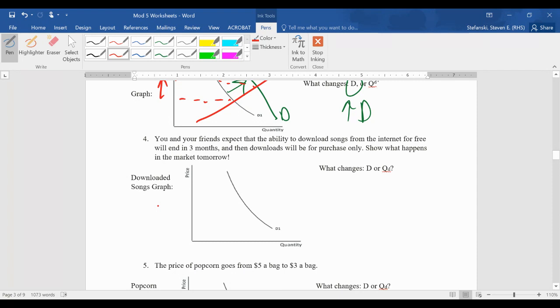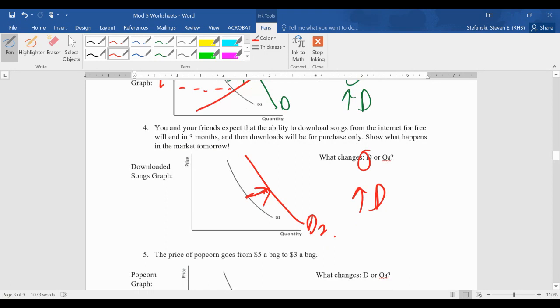Number four tells us you and your friends expect that the ability to download songs from the internet for free will end in 3 months, and then downloads will be for purchase only. Show what happens to the market tomorrow. So, because of this, what are we going to see? We're going to see a shift right in the demand curve. That's an increase in demand, because people are going to run out and do it because they know the price is going to go up in the future. So we would see this demand curve too.